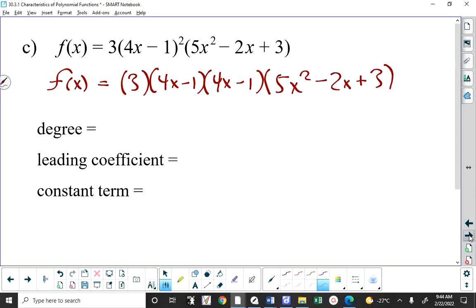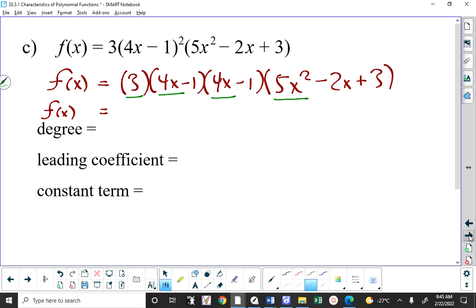The first term, this is a little tricky. The first term is found by multiplying the highest degree term in all of the factors, and 3 is the highest degree term in that first factor. Remember, factors are things in brackets that are being multiplied. So I need to multiply 3 times 4x times 4x times 5x squared.